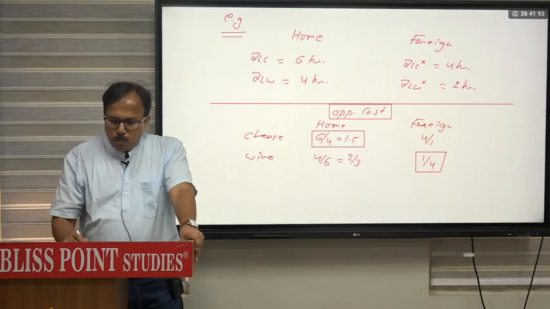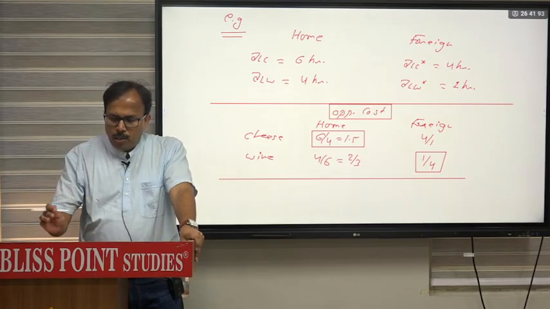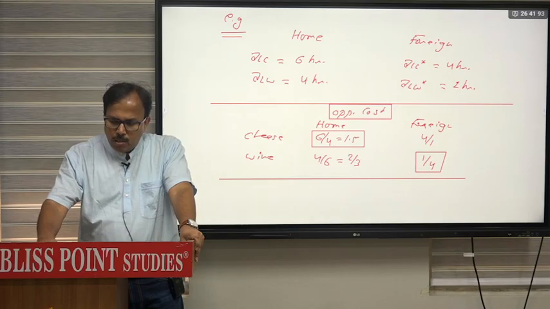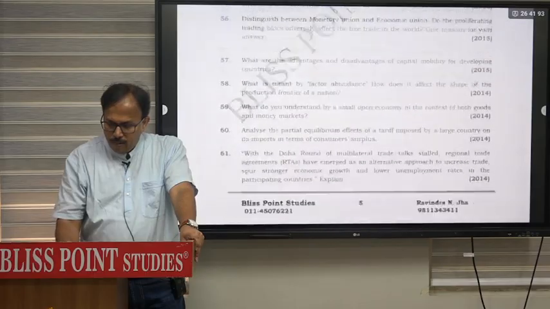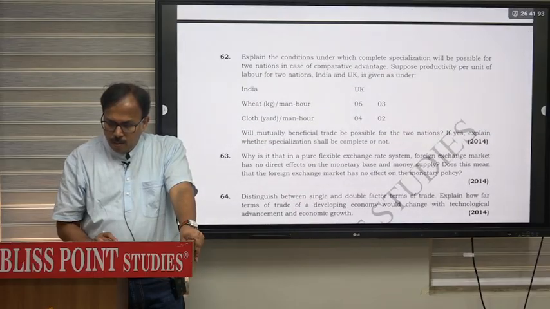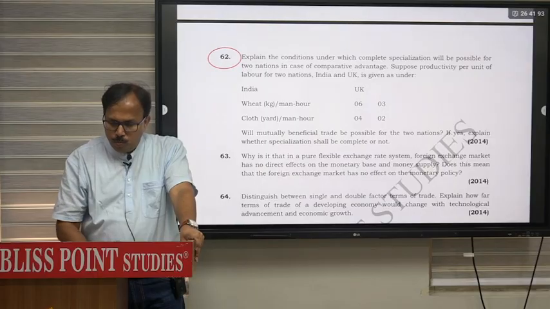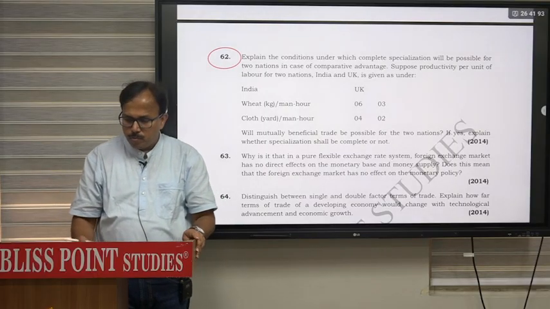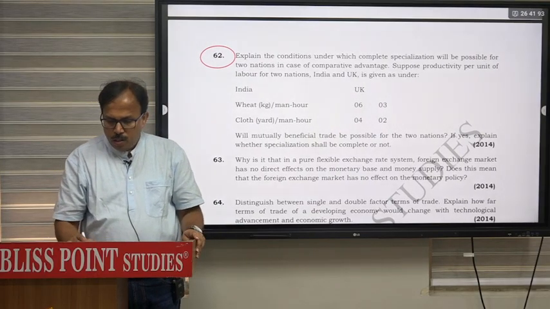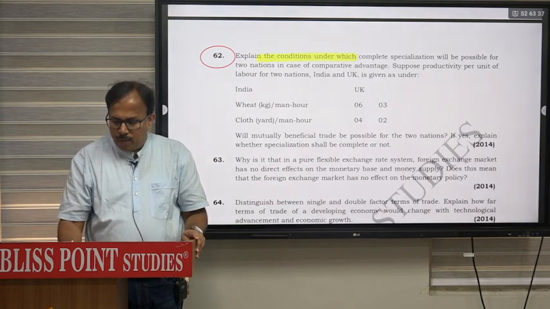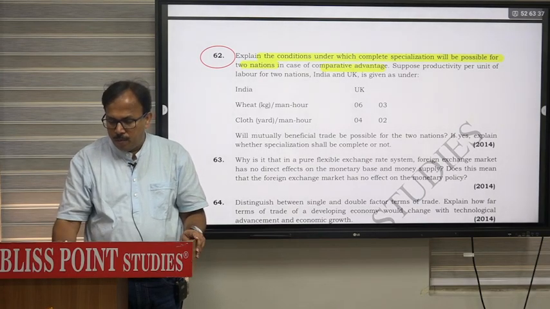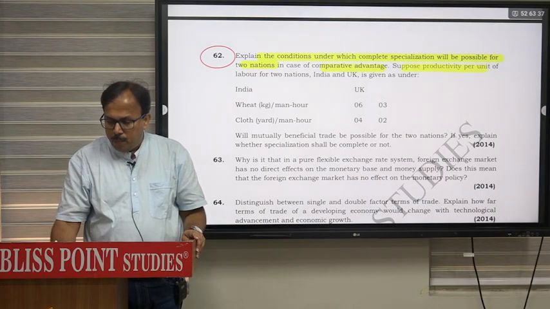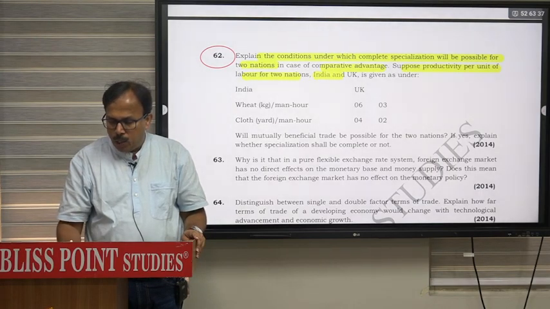See, generally the question is not numerical in approach, but occasionally this question has been asked, and just see the difference. Read question number 62. They say explain the condition under which complete specialization will be possible for two nations in case of comparative advantage. Just leave that first part for the timing. Suppose productivity per unit of labor for two nations, India and UK, is given as.